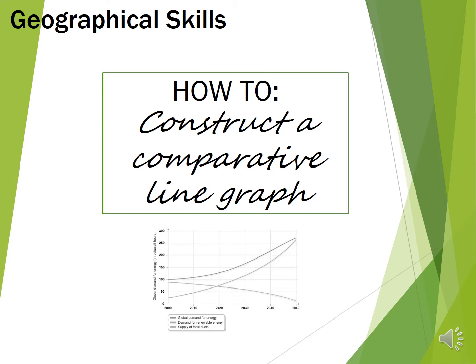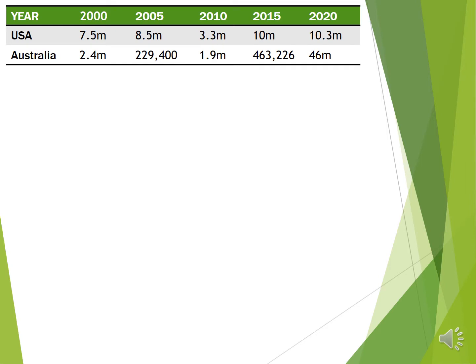In today's episode, we are going to focus on how to construct a comparative line graph. The data that we're going to use to construct this graph is the amount of land that has been burned by wildfires over the past 20 years, and that is measured in millions of acres. And we can see that we've got data for two different countries here, the USA and Australia.